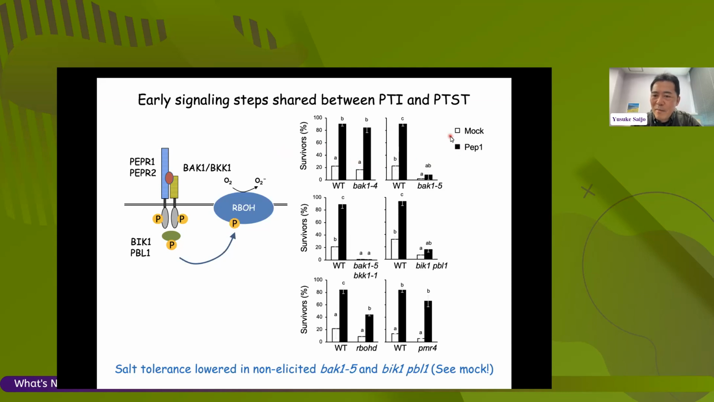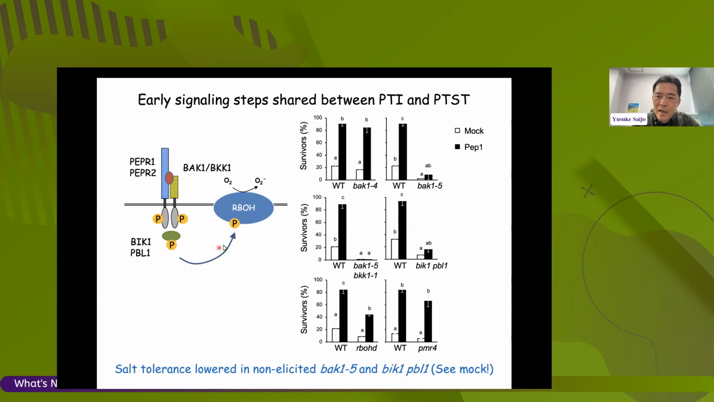But importantly, in bak1-5, a hypoactive BAK1 allele which specifically disrupts the pattern co-receptor function, you see a dramatic decrease in PTST. And this is also observed in BIK1, PBL1, and also these double mutants. So this makes sure that these authentic receptor complex components are required for PTST.